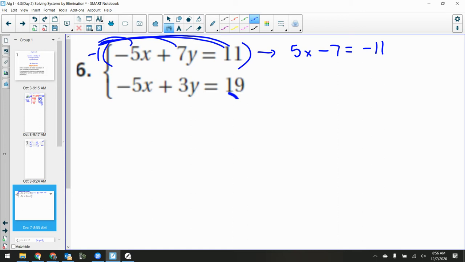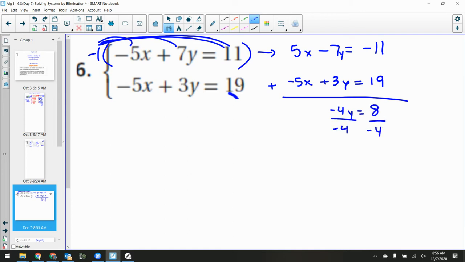All right, bottom remains the same. -5x plus 3y is 19. So there's a y there. And then we add down. The x's cancel. -7 plus 3 is a -4. -11 plus 19 is a +8. Divide by -4. Y is -2.